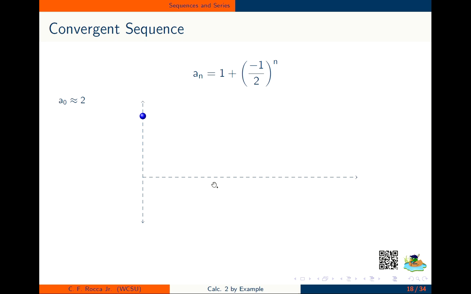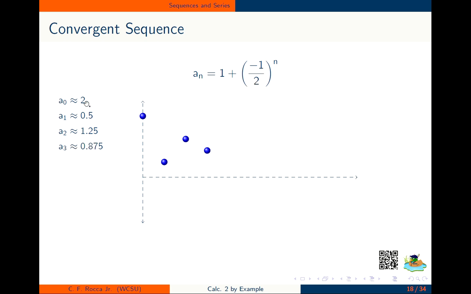This is going to be an example of a convergent sequence. This sequence has an explicit definition: a sub n is 1 plus negative 1/2 to the nth power. So if n is 0, that's 1 plus 1, which is 2. If n is 1, that's 1 minus a half, which is a half. If n is 2, that's 1 plus a quarter, which is 1 1/4.